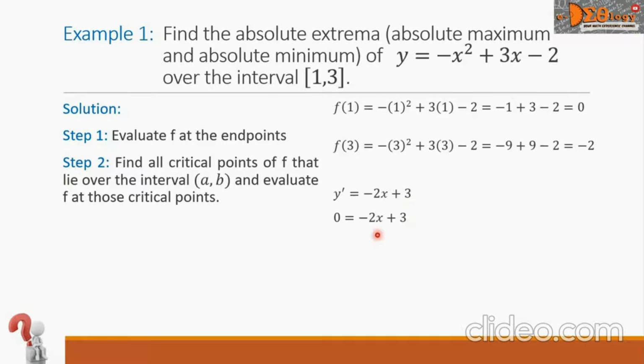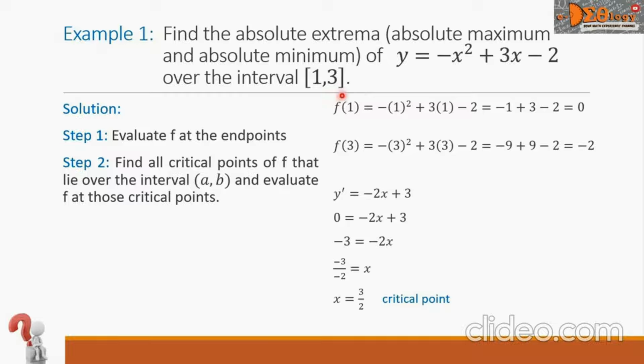So we have 0 equals the right side member of the equation. Now let us solve for x. The positive 3 we will transpose to the left side. We have now negative 3 equals negative 2x. Let us isolate x by dividing the equation by negative 2. So we have the left side to be negative 3 over negative 2 equals x. So x here is equal to positive 3 over 2. This is our critical point. Take note that this value is inside the interval from 1 to 3.